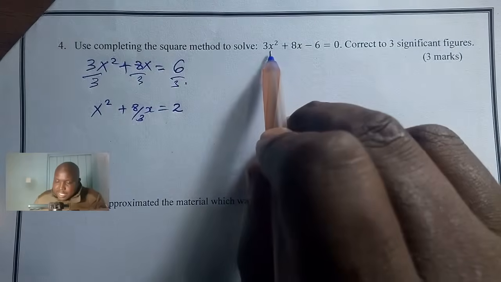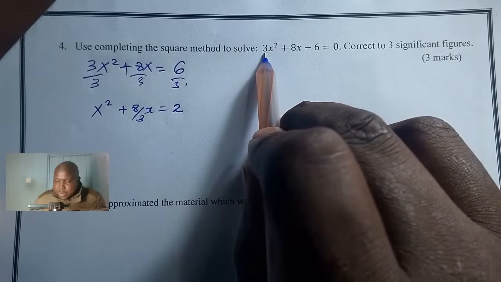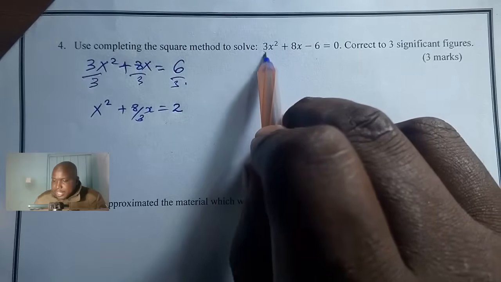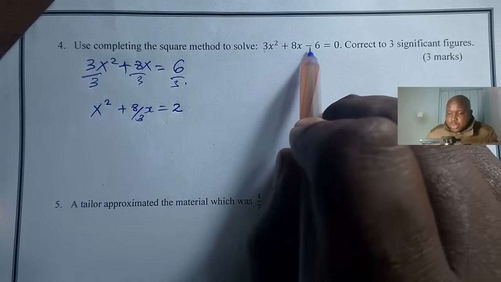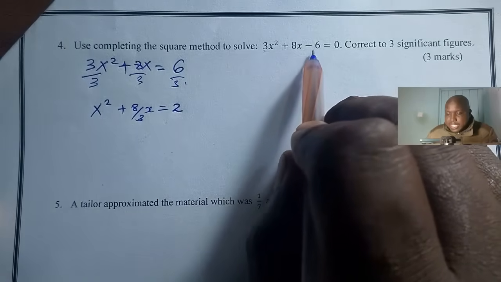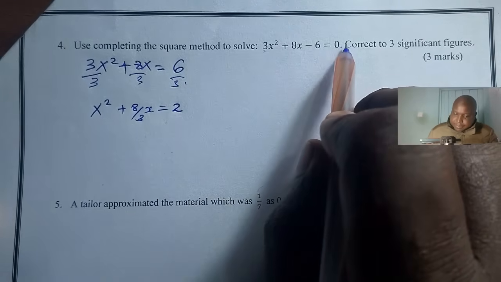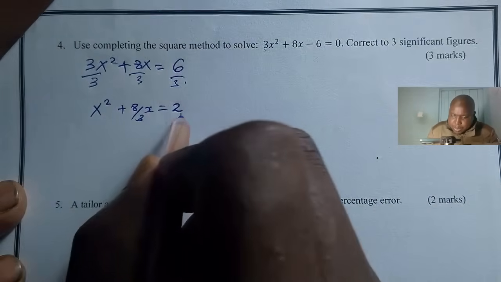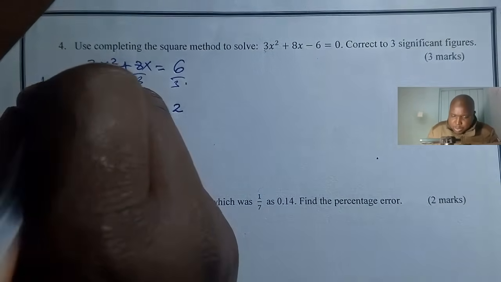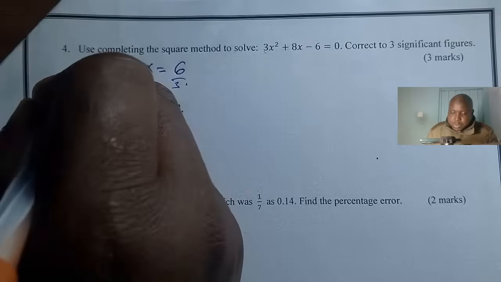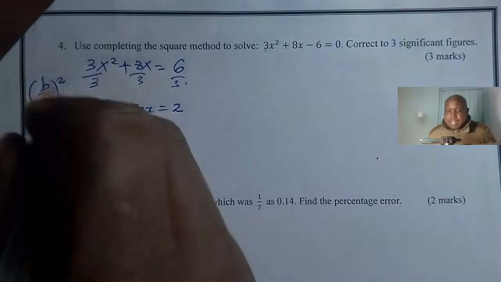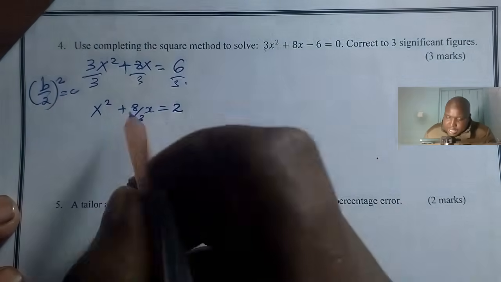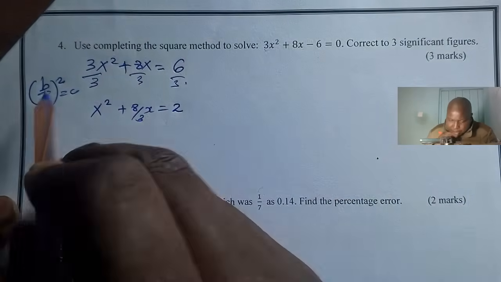First, make sure you remove this 3 here, or any number which is in front of the x squared. Make sure the coefficient remains 1. And the constant c is always taken to the right side. Having done this, you need to remember (b over 2) squared is equal to c. Remember that? So we need to make this one in this form.